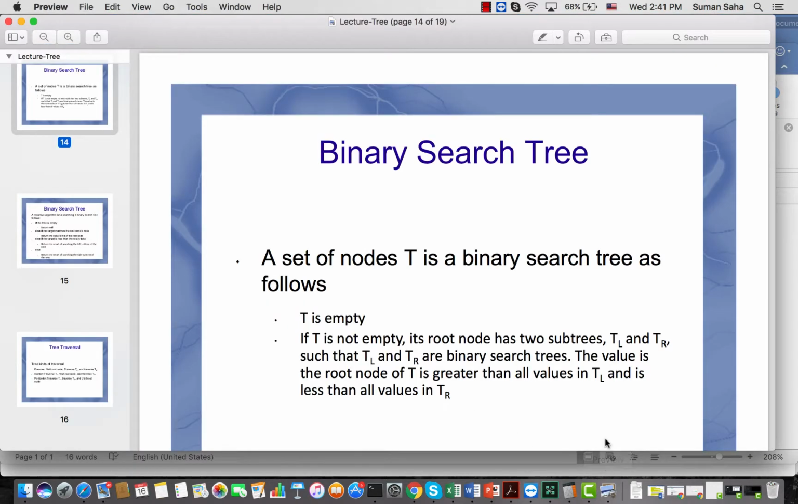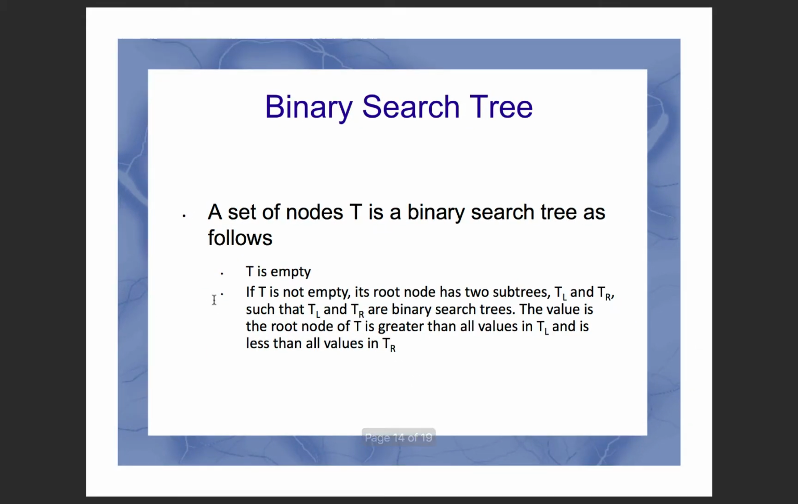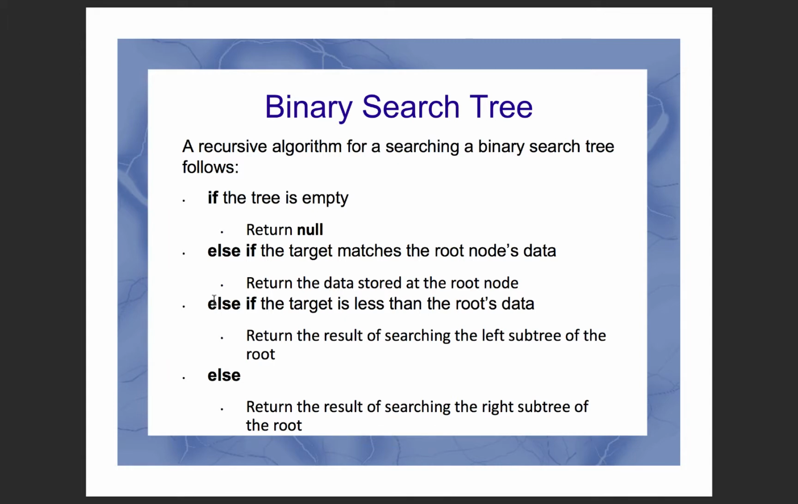So go to the slides again. This is our formal definition. If T is empty, then you can call it a binary search tree. If T is not empty, then its root node has two subtrees. Obviously, it's two subtrees because it's a binary tree. So TL and TR, such that TL and TR are also binary search trees because TL and TR also satisfy the condition of the binary search tree. The value of the root node of T is greater than all values in TL, and it should be less than all values in TR. That's what we have seen in our example. Then you can say that this is a binary search tree.